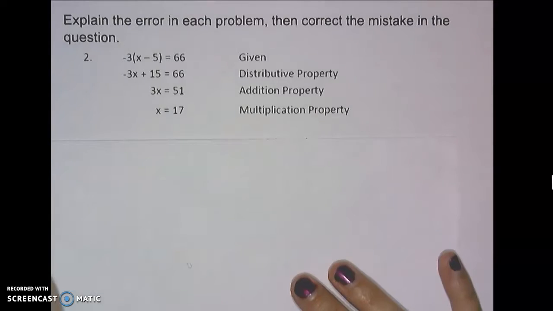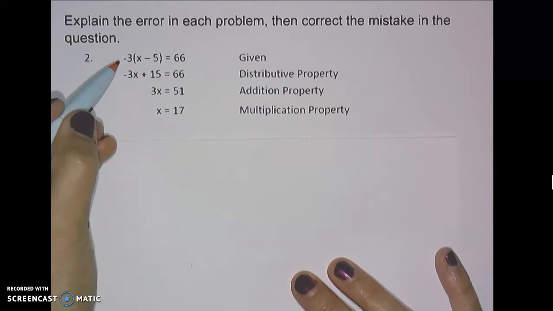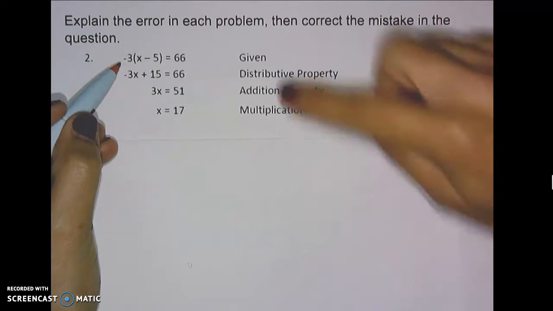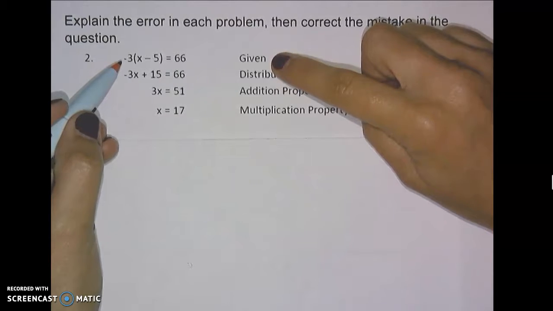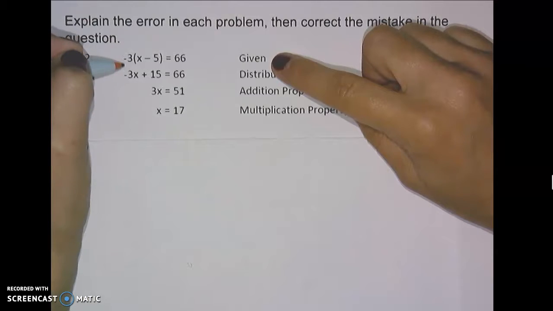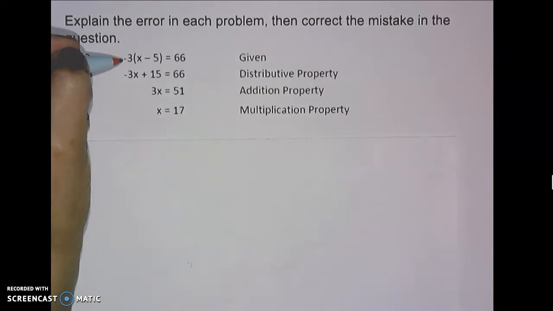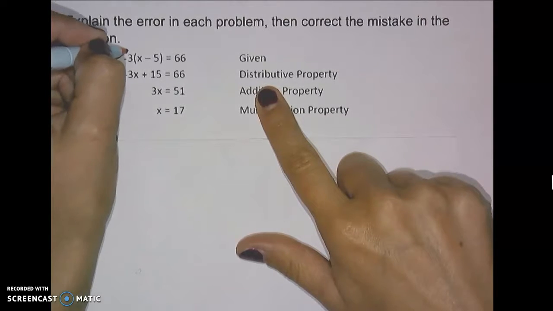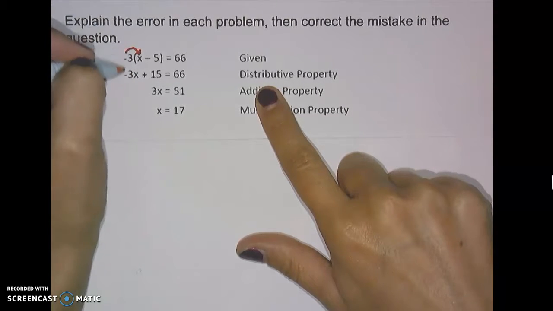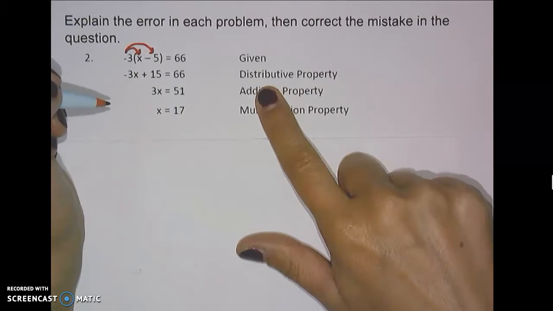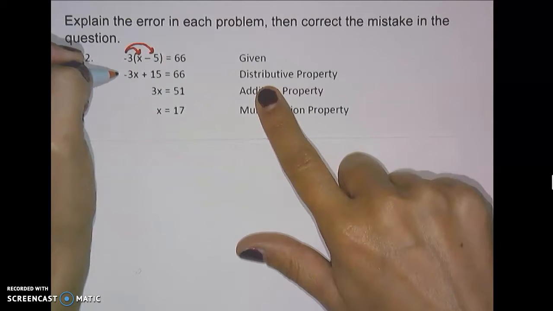So in this first question, we're looking at the equation -3 times the quantity x minus 5 equals 66. That is given. That's what's supposed to happen, so we're good to go. All right, the next thing, we're going to go through and actually try and figure out what they did. They said they used the distributive property next, so let's make sure that they did their math correctly. -3 times x is -3x, and -3 times -5 is +15, and that equals 66, so I agree with that step. We're good to go there.